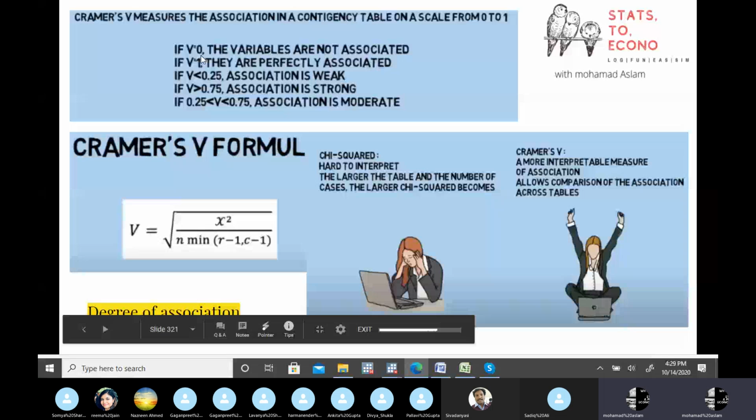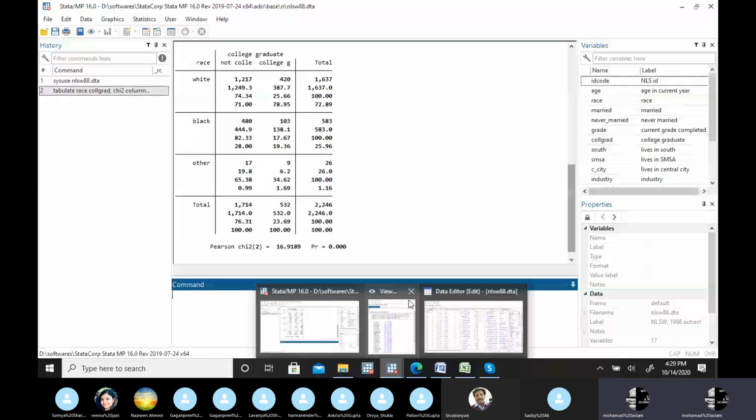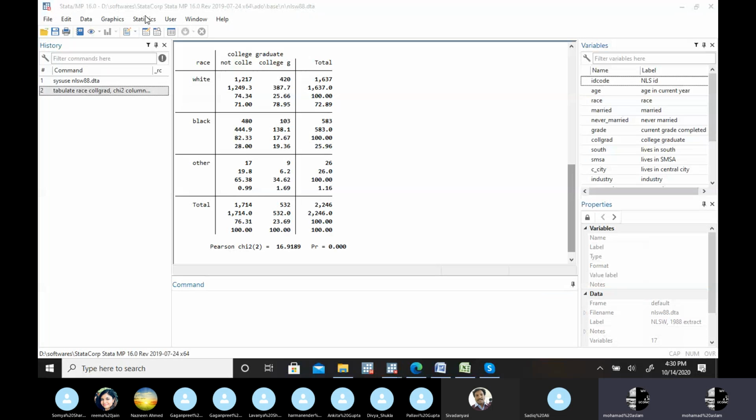So let's put this Cramer's V in this particular situation, and let's see the association, how much the association is in our particular case. So for this, you just have to select this Cramer's V with all the other tables. Like here we have race, college graduate, our variables, then Pearson chi-square, and here in the end you have this Cramer's V.